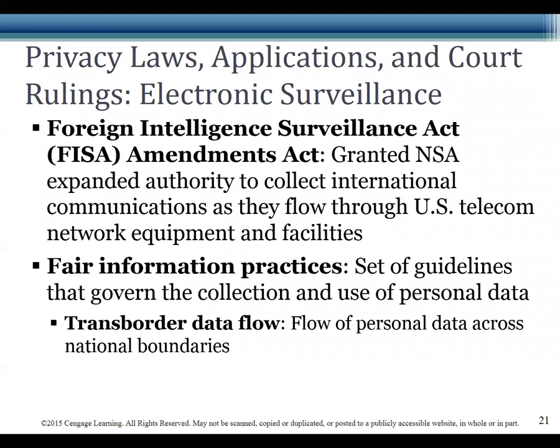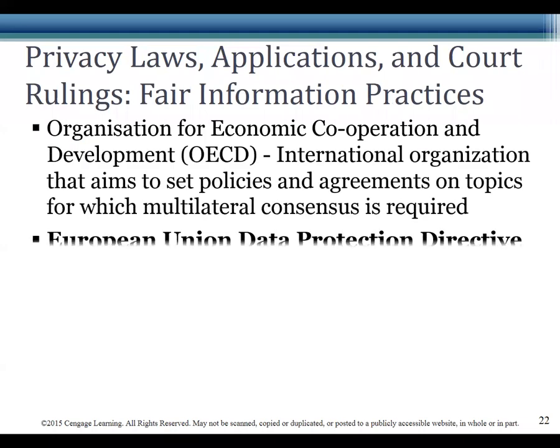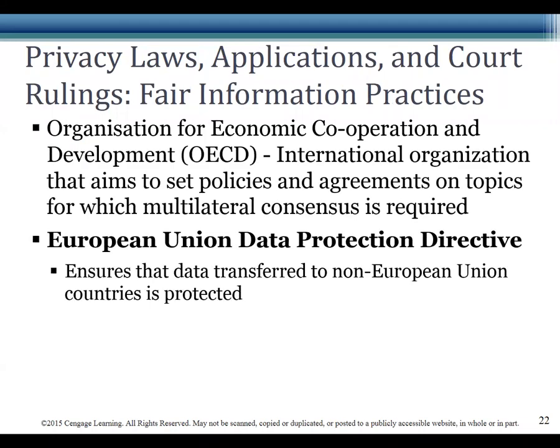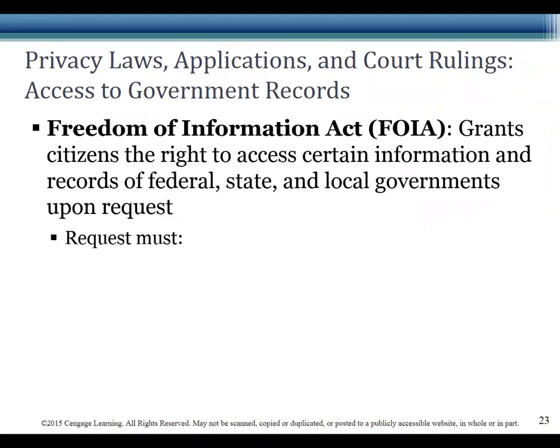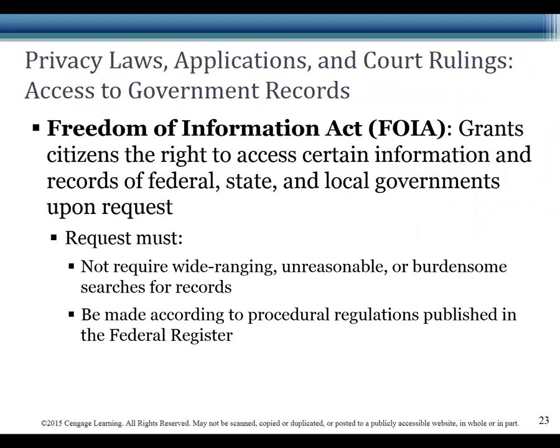Okay, Foreign Intelligence Surveillance Act: granted NSA expanded authority to collect international communications as they flow through the U.S. telecommunication network, equipment, and facilities. Fair information practices: a set of guidelines that govern the collection and use of personal data, and transborder data flow of personal data across national boundaries. Okay, some more. Freedom of Information Act. Has anybody heard of that? No?